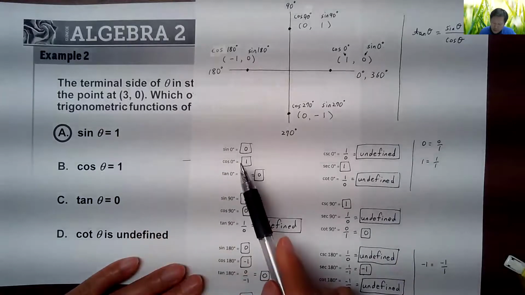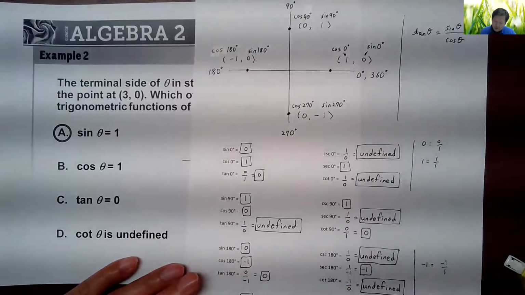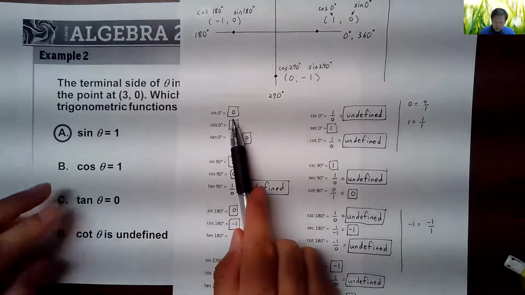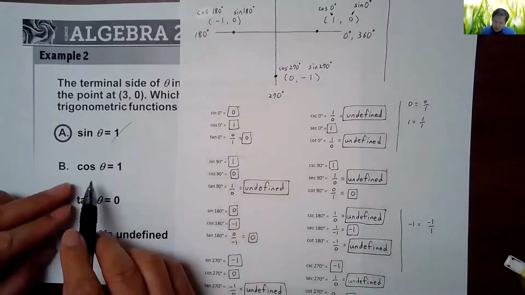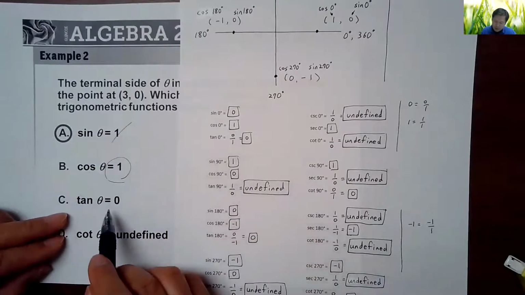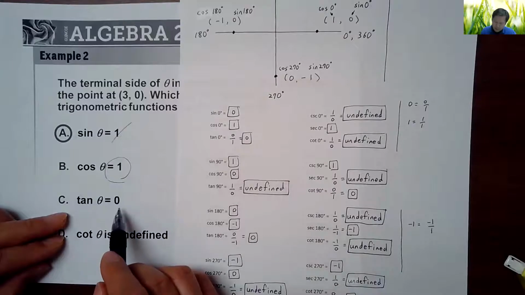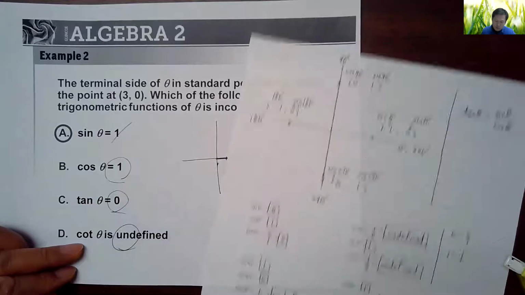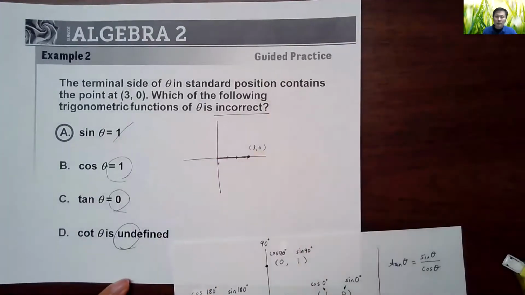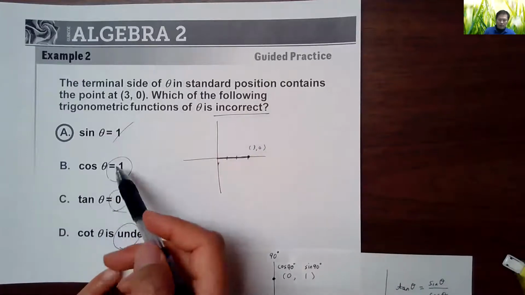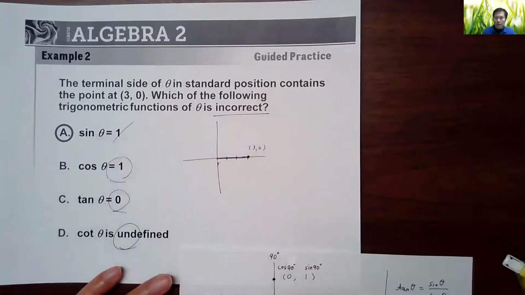Sine theta equal to 1. Yeah, that's not true. Cosine theta is equal to 1. That is true. Tangent theta equal to 0. That is true. Cotangent was undefined. That is true. What was it asking? Oh, incorrect. Which one was incorrect? So yeah, correct, incorrect. That was the only one incorrect.